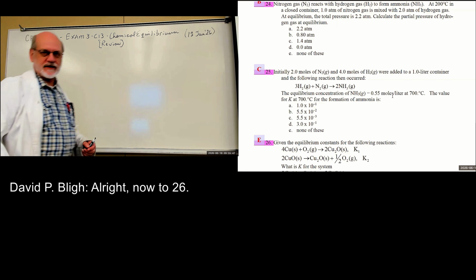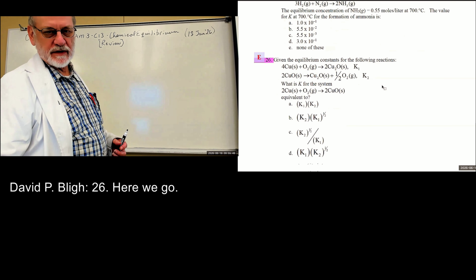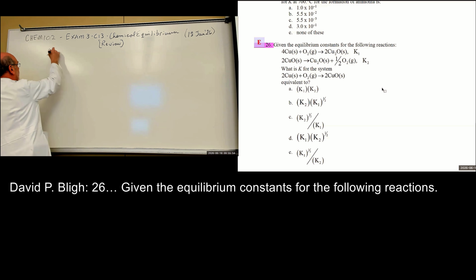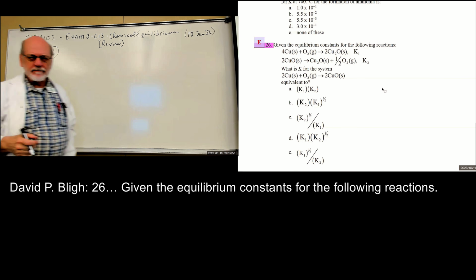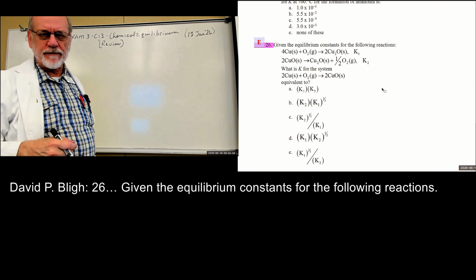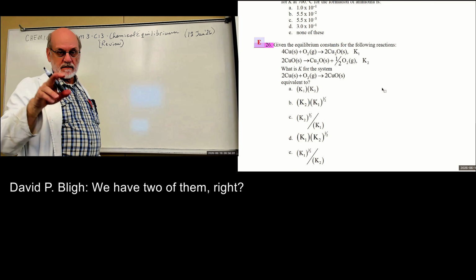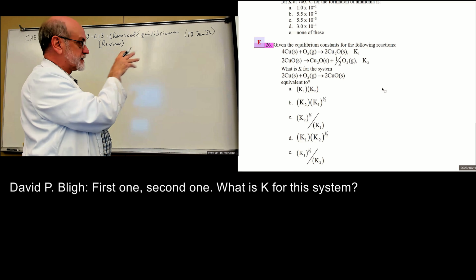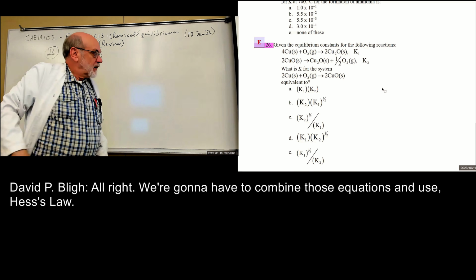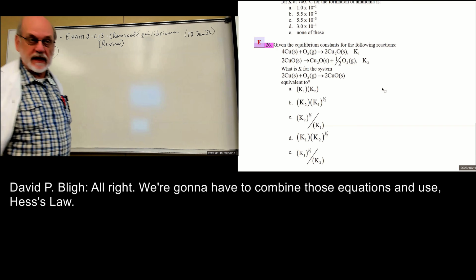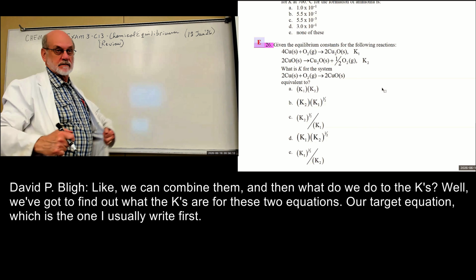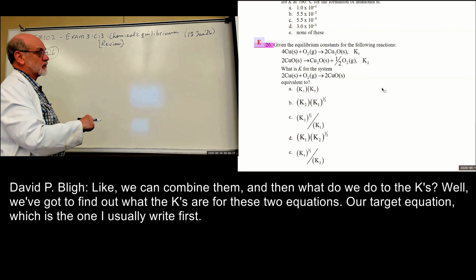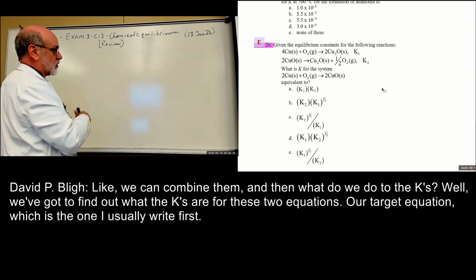All right, now to 26. 26. Here we go. Given the equilibrium constants for the following reactions, we have 2 of them, right? First one, second one. What is K for this system? All right. We're going to have to combine those equations and use Hess's law. Right? We can combine them, and then what do we do to the K's? Well, we've got to find out what the K's are for these 2 equations.